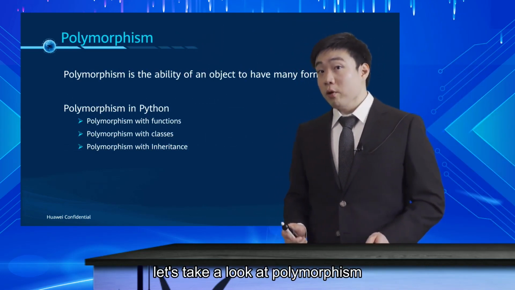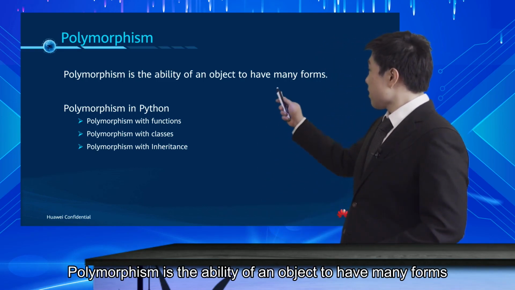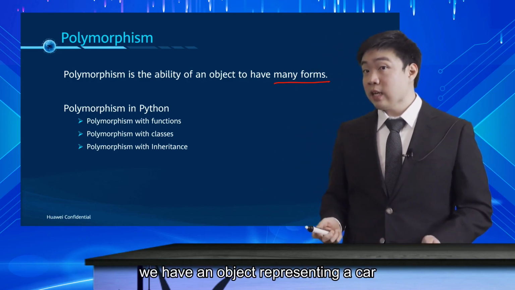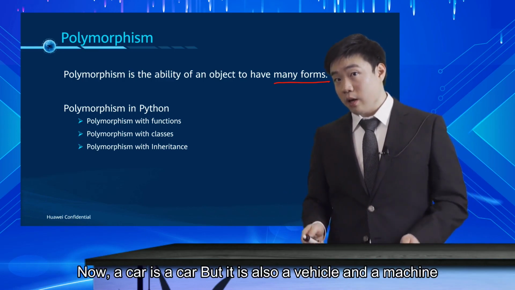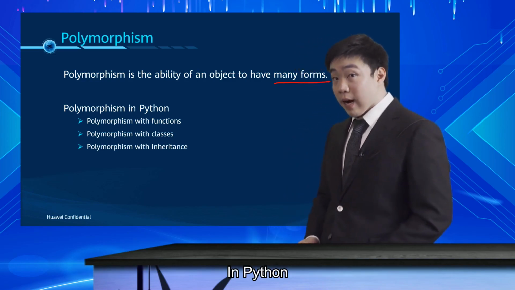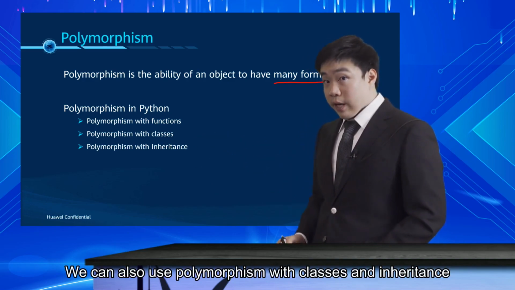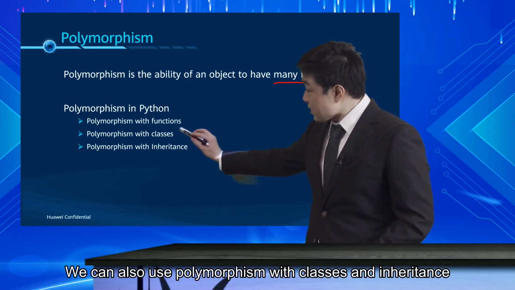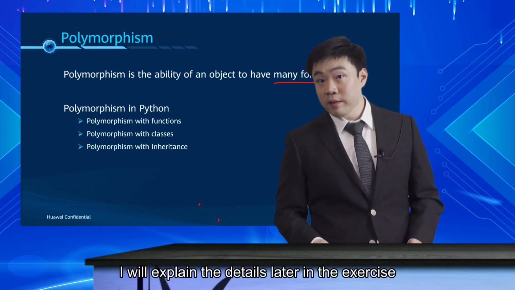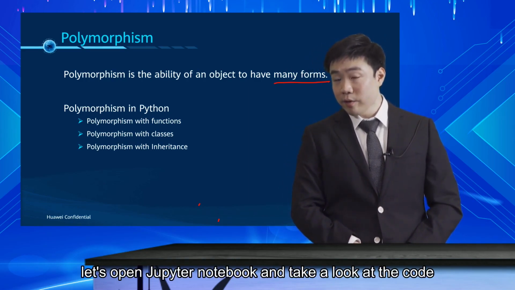Finally, let's take a look at polymorphism. Polymorphism is the ability of an object to have many forms. Say we have an object representing a car. Now, a car is a car, but it is also a vehicle and a machine. In Python, we can have polymorphic functions. We can also use polymorphism with classes and inheritance. I will explain the details later in the exercise. Now, let's open Jupyter Notebook and take a look at the code.